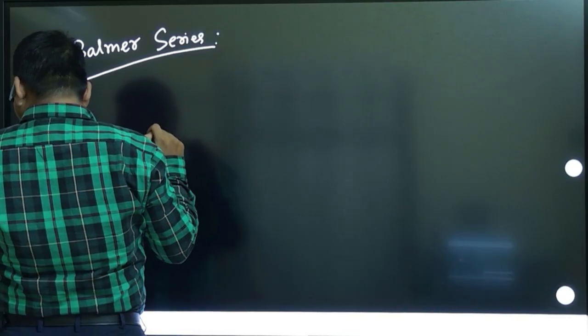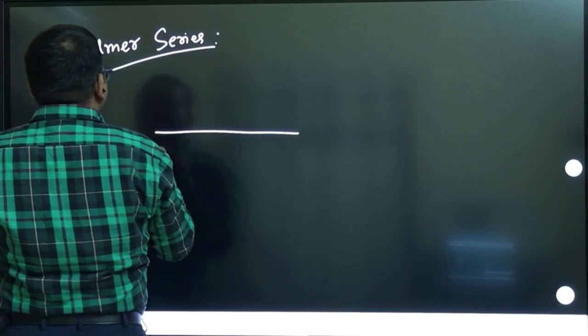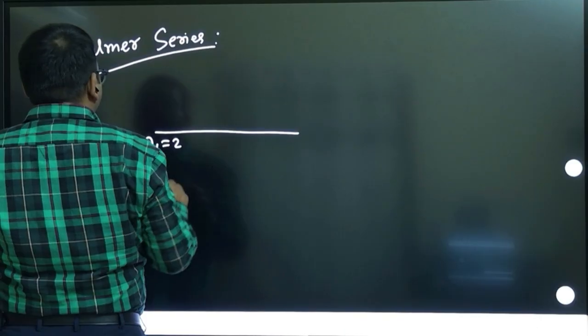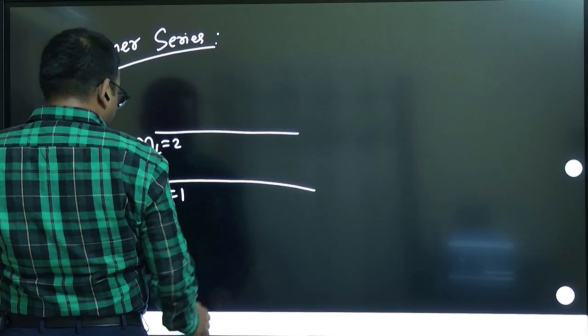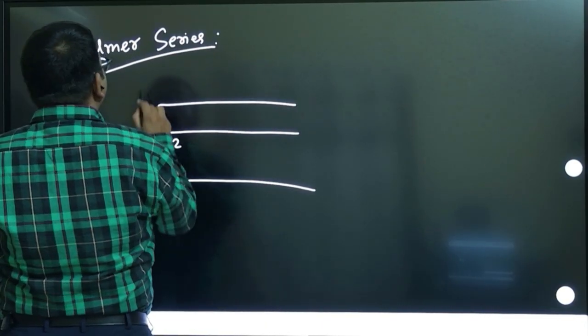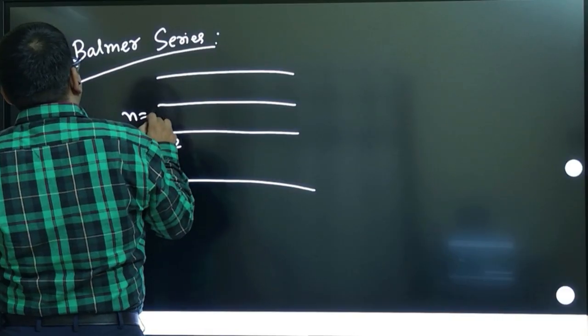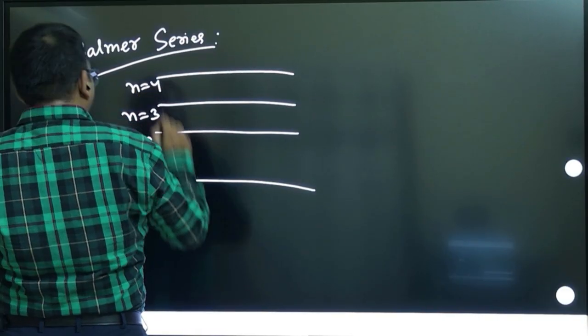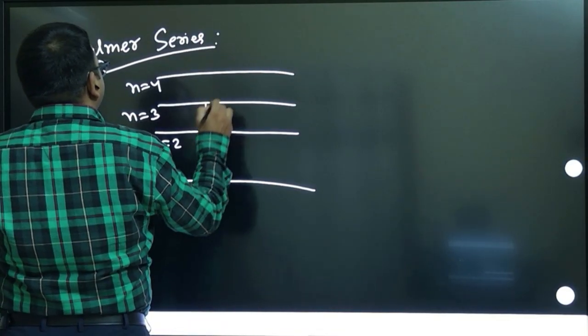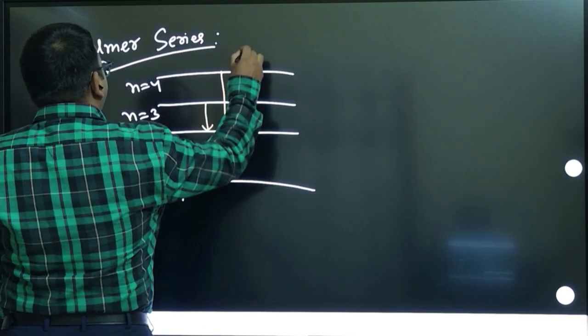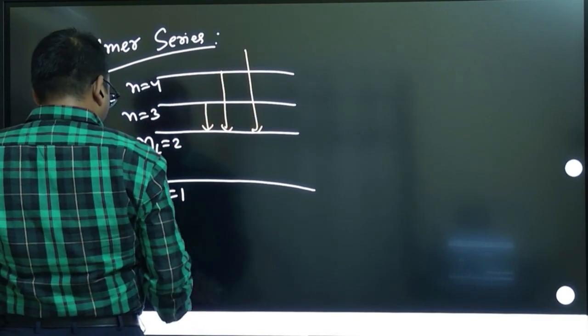Idea is the same, right? So here the transition is happening to lower level 2, not 1. That means the transition will be happening from higher levels, that means from 3, from 4, like that. 3 to 2, 4 to 2, like that, higher to 2. So okay, that's what it is.